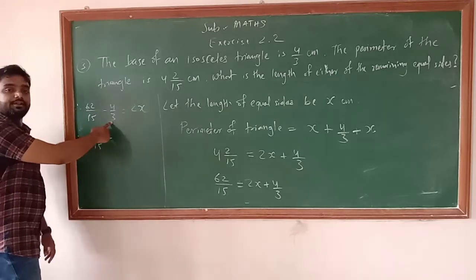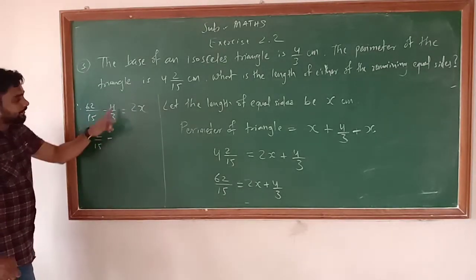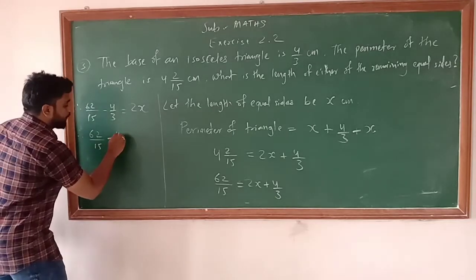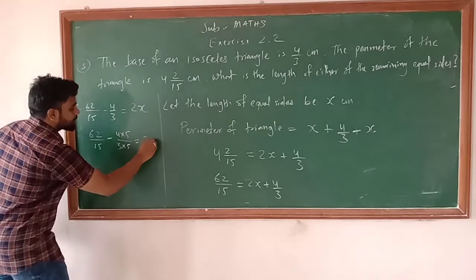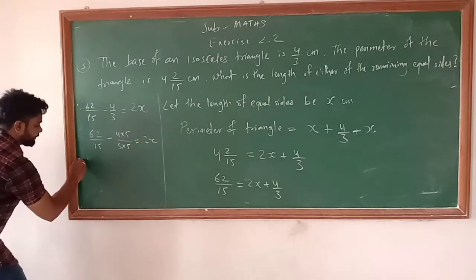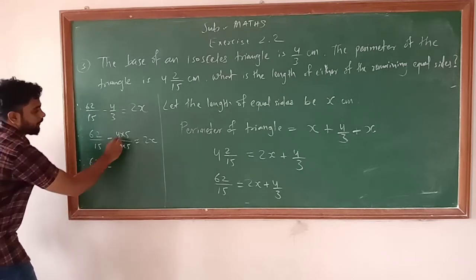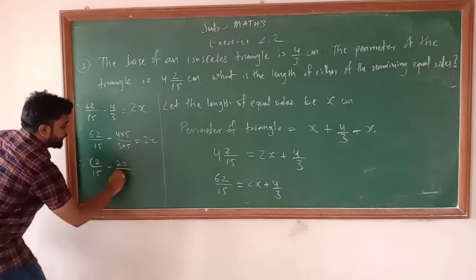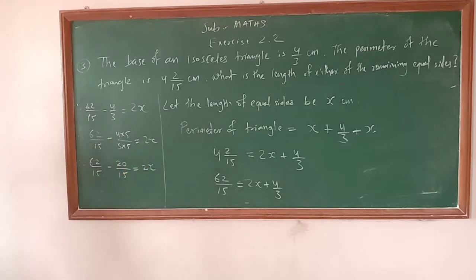I have to multiply the denominator with 5. If I multiply the denominator by 5, I have to also multiply the numerator. So 4 multiplied by 5 over 3 multiplied by 5 is equal to how much? 2x. Okay, therefore, furthermore simplification, 62/15 minus 20/15 is equal to how much? 2x. Now just see here, 15 with the same, that means what?